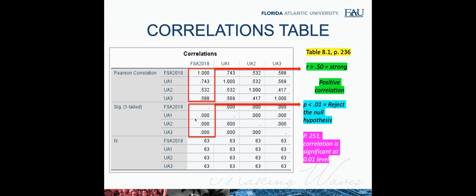So our significance for a one-tailed hypothesis is less than 0.01, or excuse me, our p is less than 0.01. And so we're going to reject the null hypothesis based off this table. Page 251 says correlation is significant at the 0.01 level. And so this is less than 0.01. So we can reject our null hypothesis.